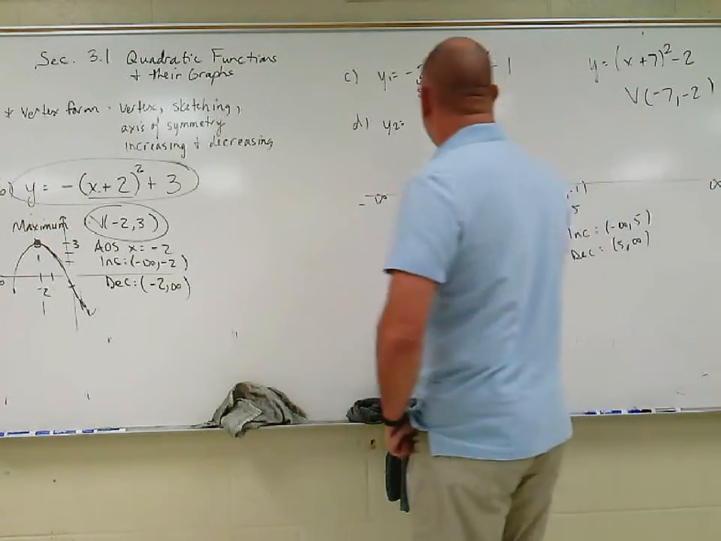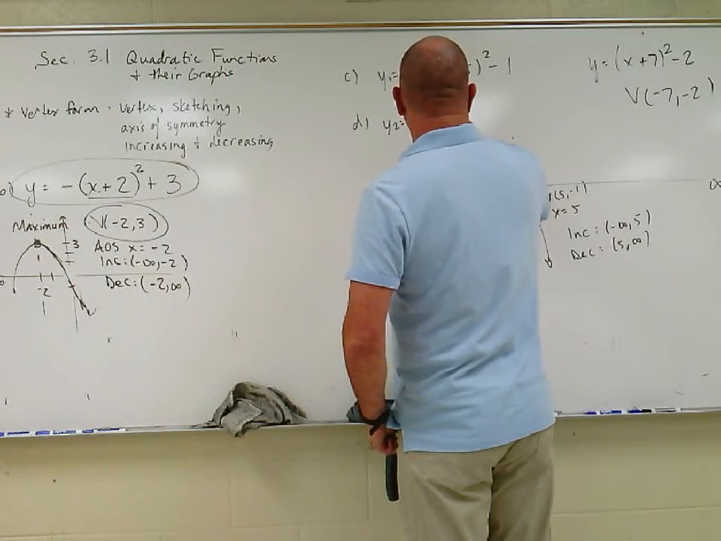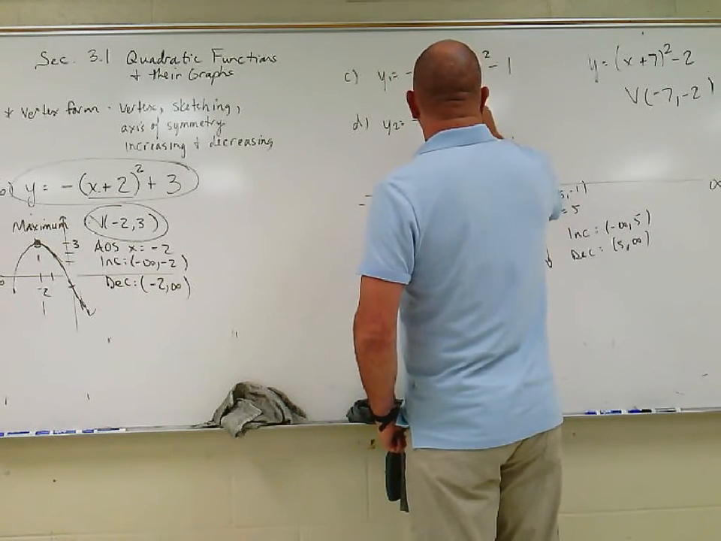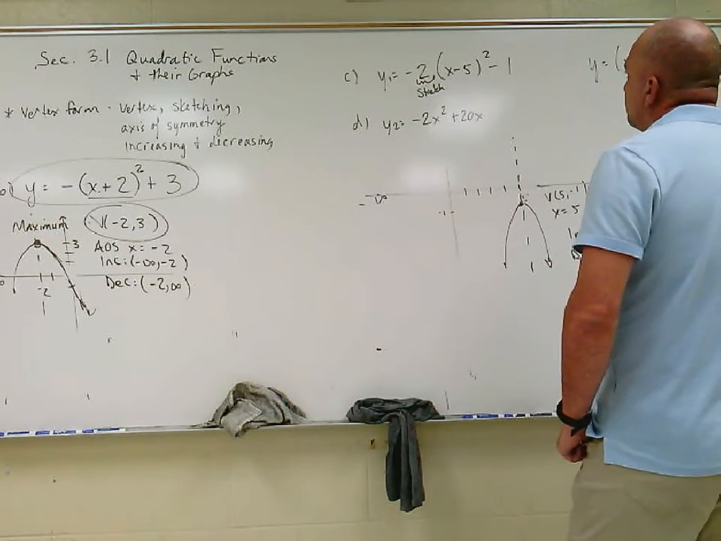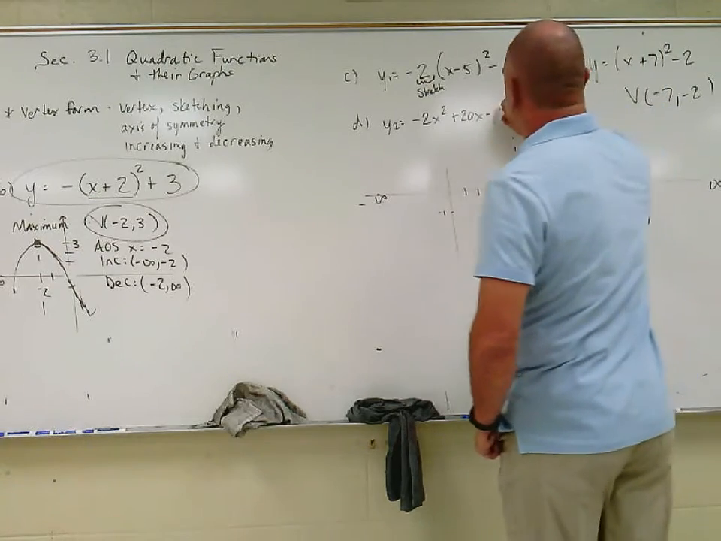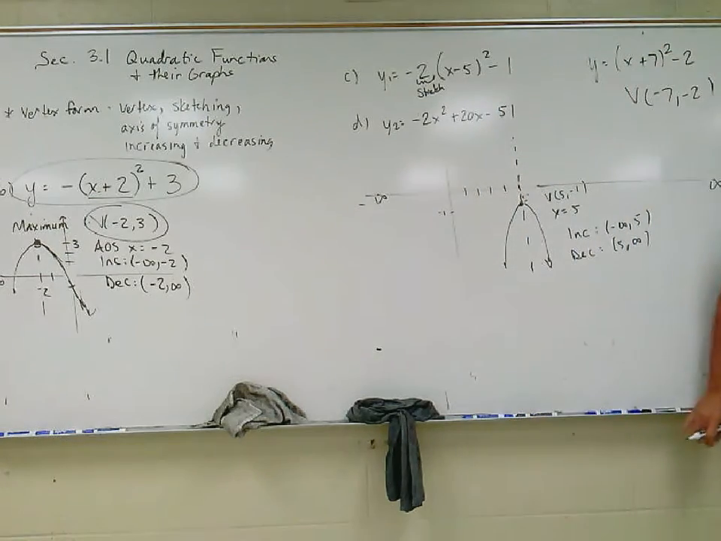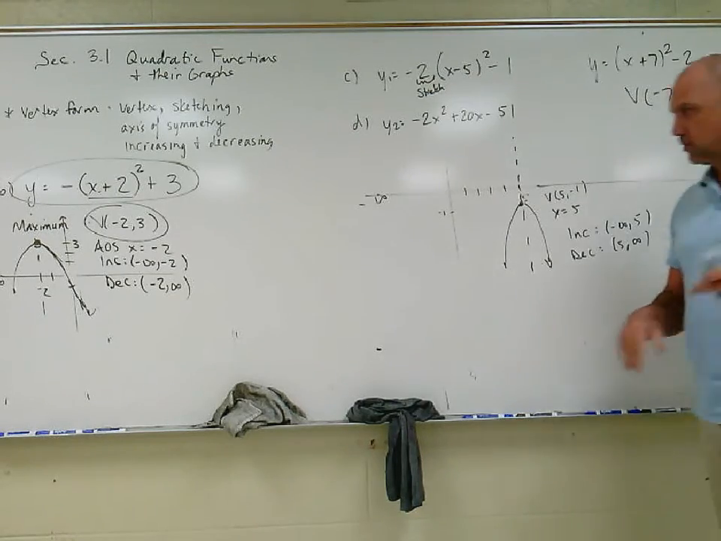So here's what I want you to put. Negative 2x squared plus 20x minus 51. I want you to graph that in your calculator. Leave the other one in there in Y1, graph this one in Y2, and tell me what you see. You agree? Yes, it is. I did that on purpose. Okay, so we're gonna let that marinate for a second, okay? We'll come back to this.